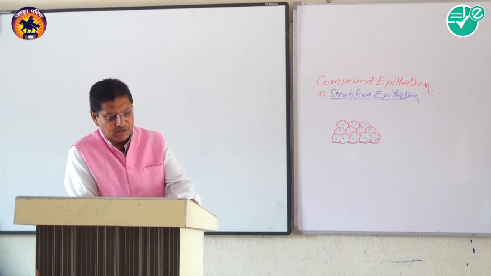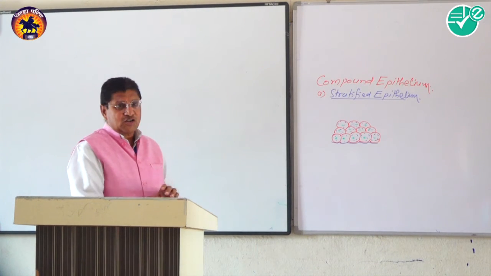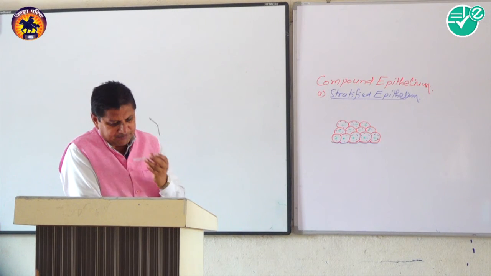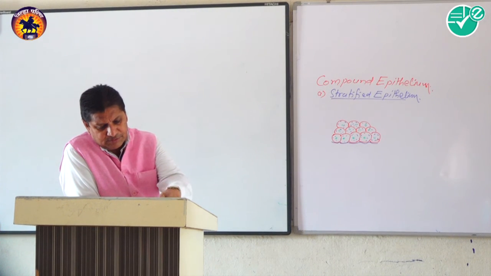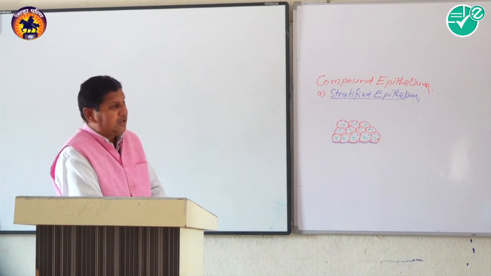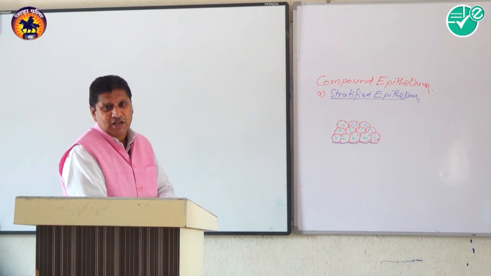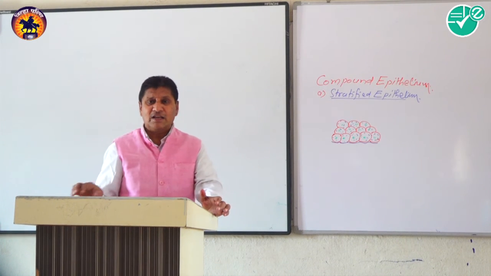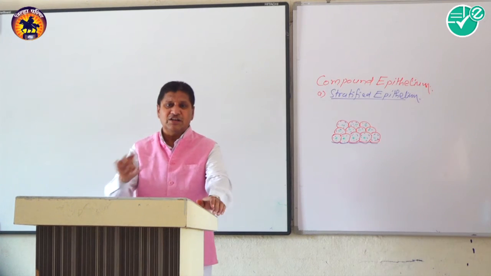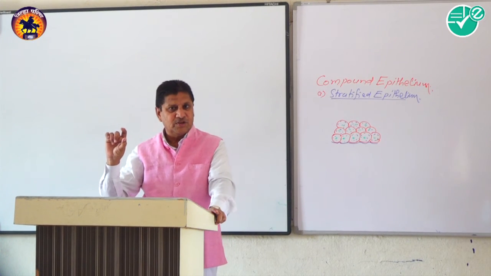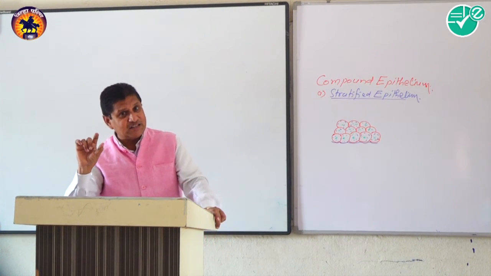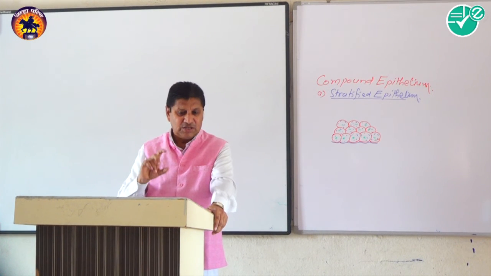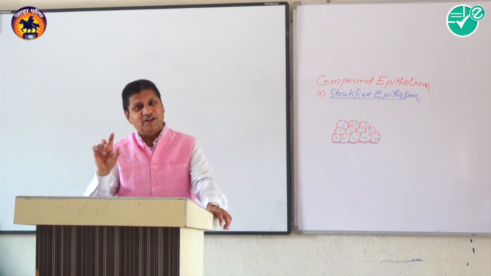Now, this is the second part of epithelium. The first part is the simple type of epithelium, and the second type is the compound epithelium. In the first type, the cells in the epithelium are arranged in a single layer. Each cell is resting on the basement membrane. Each cell shows a fixed end and a free end.